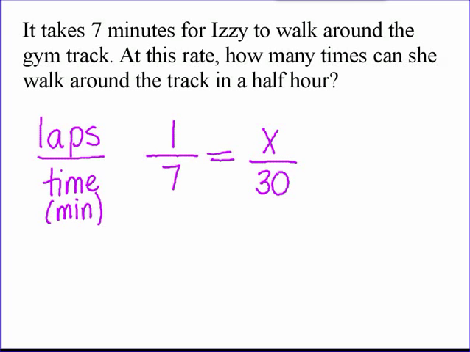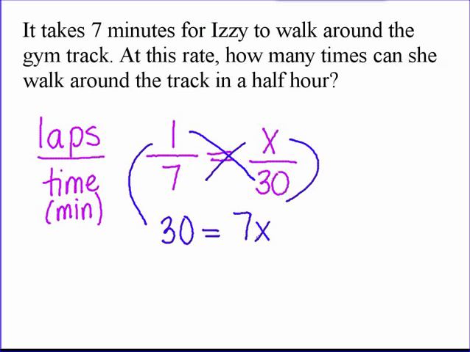So now to solve that, let's multiply our means. What do I get from our means? 30 equals 7x. Nice job. Let's divide both sides by 7. So what is 30 divided by 7? 4 and 2 sevens, which comes out to be about 4.28. So now let's look at the question and make sure we answer it correctly, because that's our important thing.